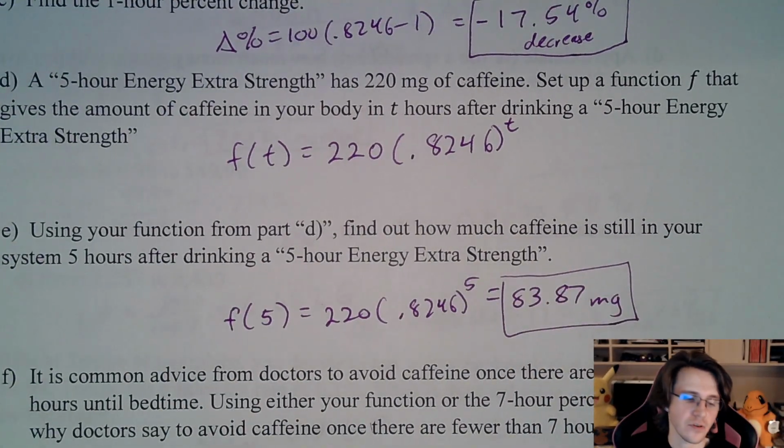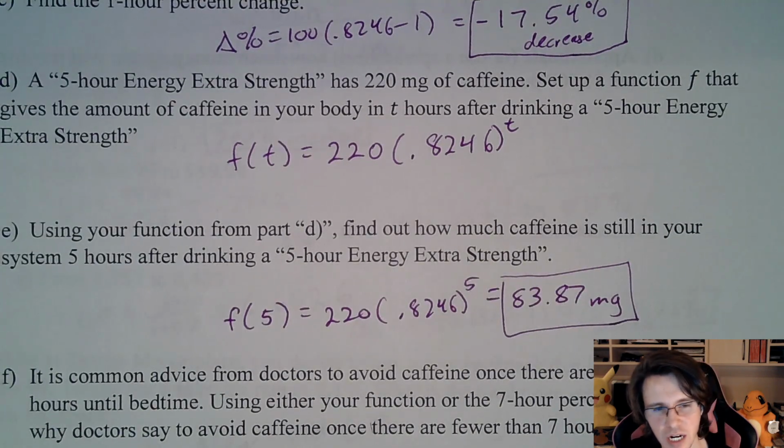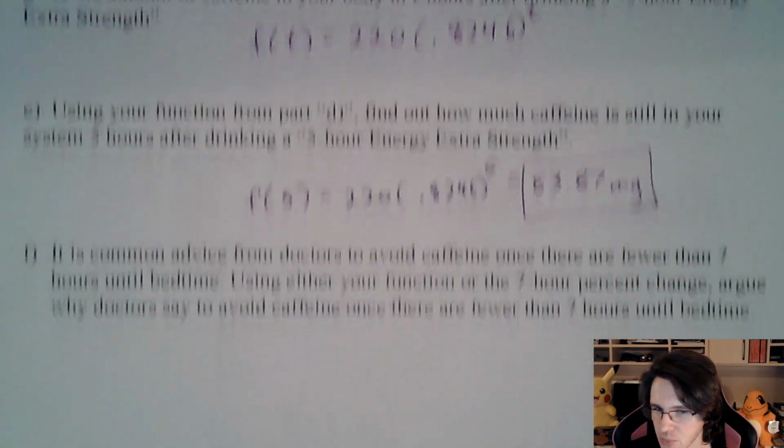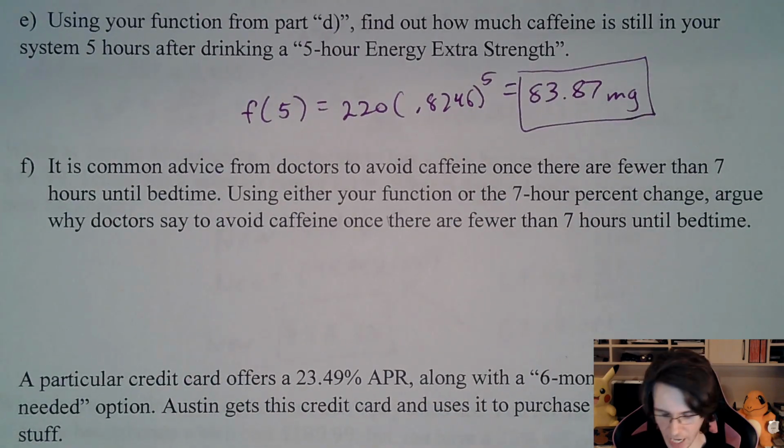Just to give you an idea, an average Coca-Cola or a Dr Pepper will have about 40 milligrams of caffeine. An average Red Bull will have about 80 milligrams of caffeine. So even 5 hours after your 5-hour energy extra strength, you still have a Red Bull's worth of caffeine in your system. So is it really only 5 hours? Probably actually more than that. They're probably just advertising 5 hours as the peak amount, but you still have to make sure that you have less.